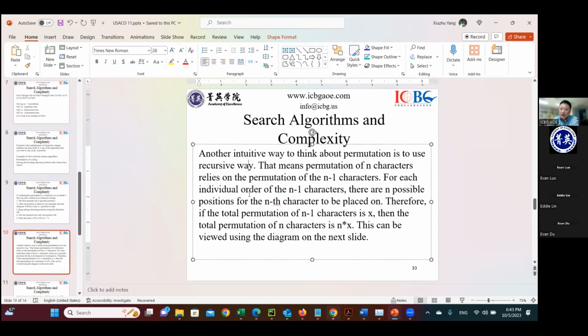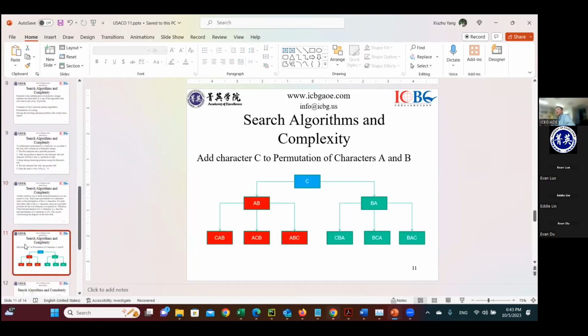Okay, for each individual order of these n minus 1 characters, there are n possible positions for the nth character to be placed on. So therefore, if the total permutation of n minus 1 characters is x, that means you already calculated the value for n minus 1. Then you get the n value, that is n times x. N times x. Okay. This can be viewed using this diagram. I think it is too hard for you guys. But if you want to get to the silver gold, okay, this is very important. And we'll talk about other algorithms.